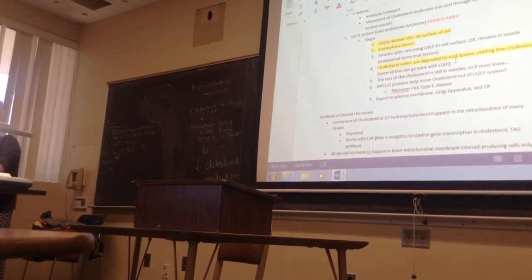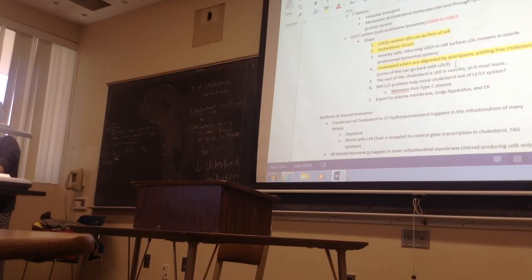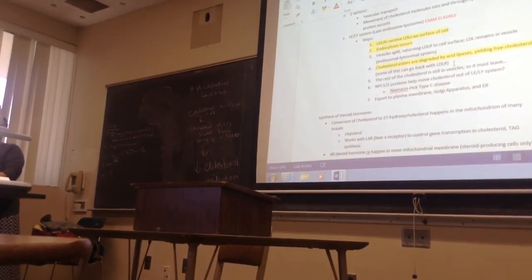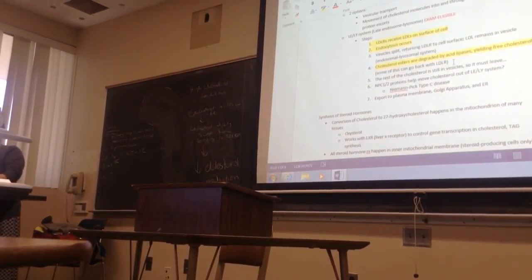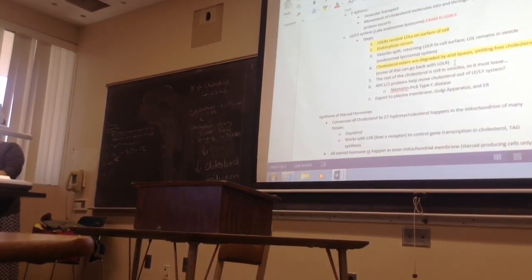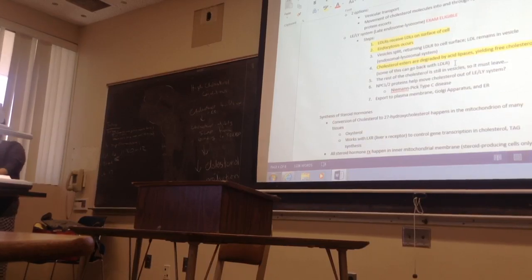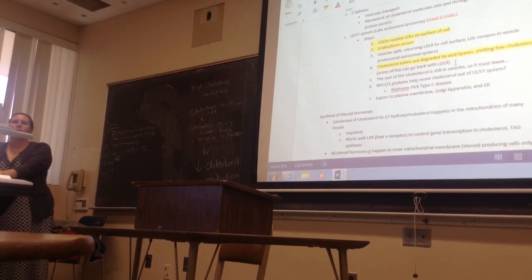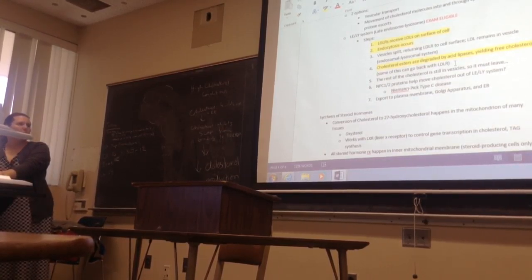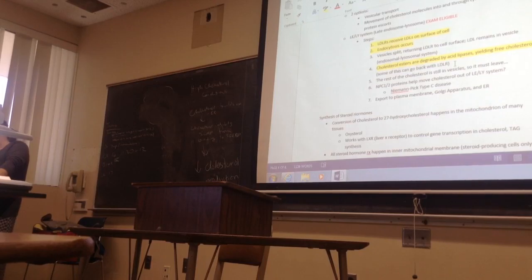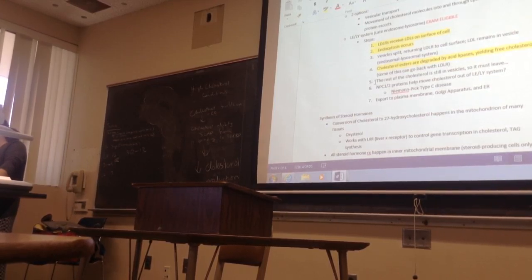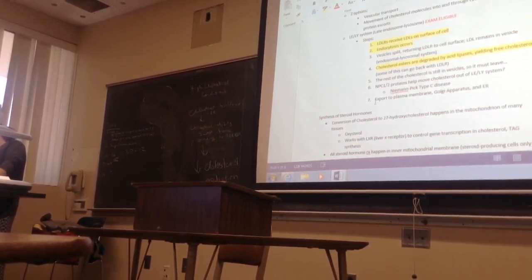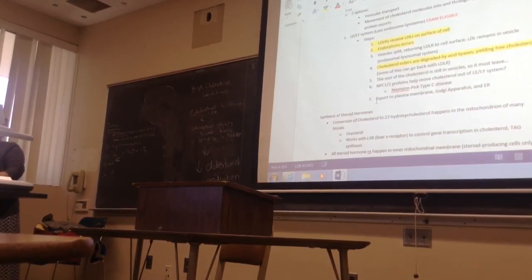Now, this one little note here where it says some of this can go back with LDLR. What that means is this is not a 100% efficient system. As you return the LDL receptor to the surface of the cell, some of the cholesterol you've liberated goes with it. That's because it's going in a little tiny vesicle, so some just gets spit back out into the plasma. The rest of the cholesterol is still in the other vesicle, so it has to go somewhere else. You can export to the plasma membrane, or you can go to the Golgi apparatus, depending on what you need to do with it.